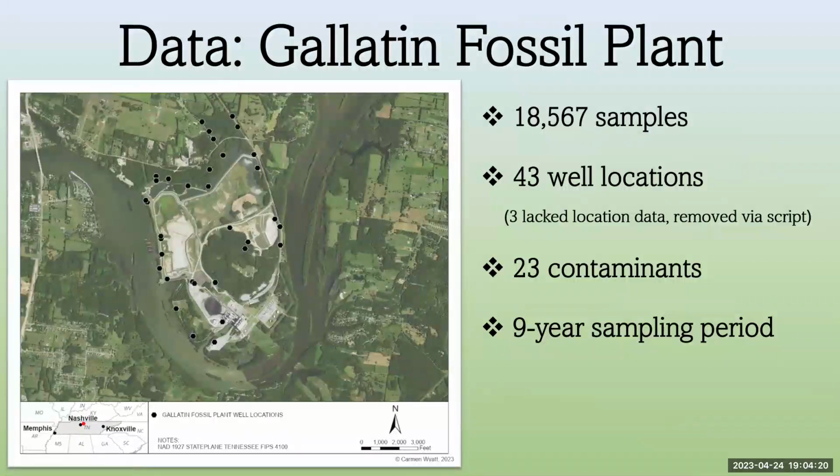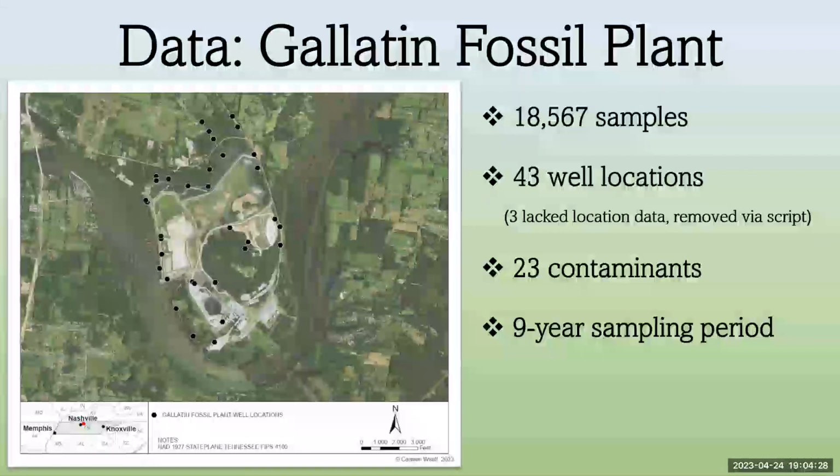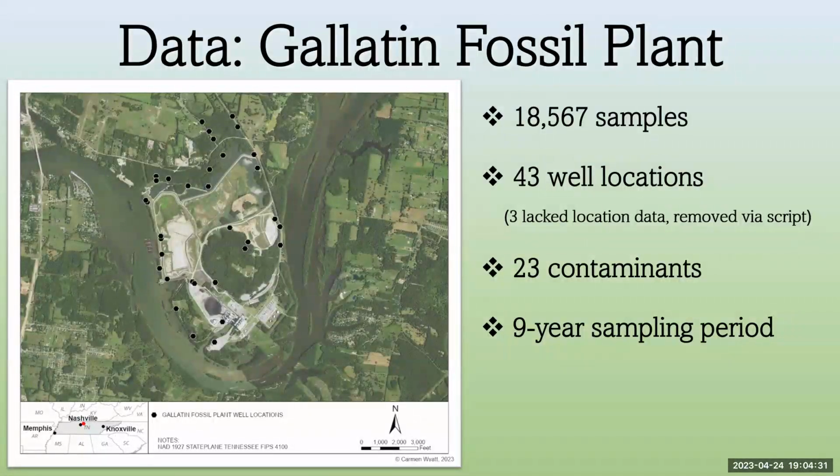Since there are so many sites, I chose Gallatin Fossil Plant, mostly due to the amount of wells found at Gallatin Fossil Plant, and this is in Tennessee near Nashville. The CSV file consisted of over 18,000 samples that were collected over a 9-year sampling period. They're sampled for 23 contaminants and 43 different well locations. However, 3 lacked location data and were removed through the script.